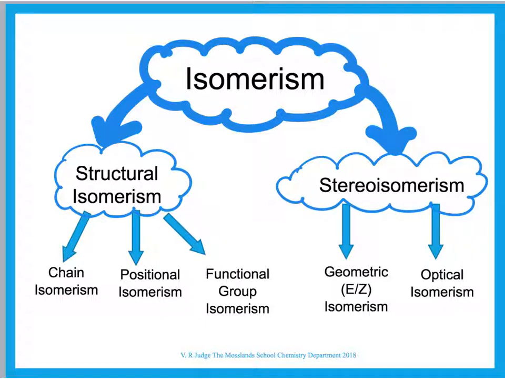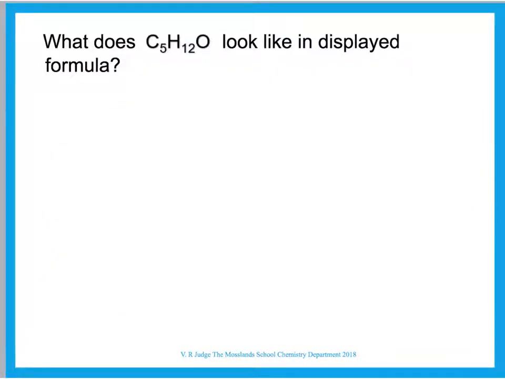Now, I accept that's a load of words that don't really make any sense at the moment, so to illustrate what isomerism actually is and then to go through all of the different examples, the first thing I want to do is look at a formula. So considering this formula, C5H12O, I would like to know what that would look like in displayed formula. If you've got a moment, you could pause the video now, and in your notes, draw a displayed formula for C5H12O.